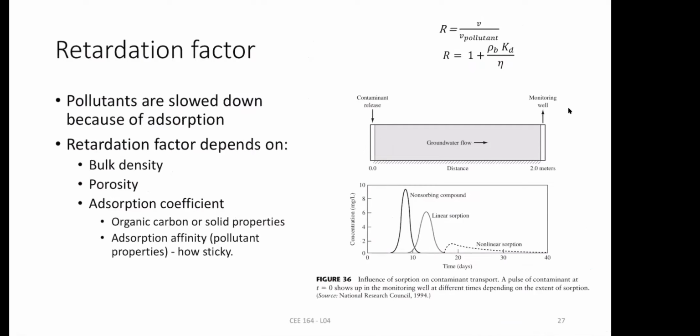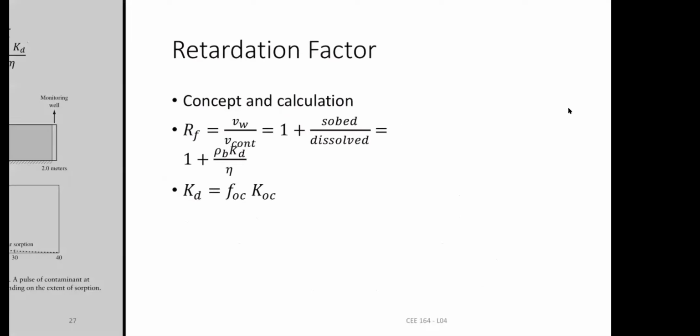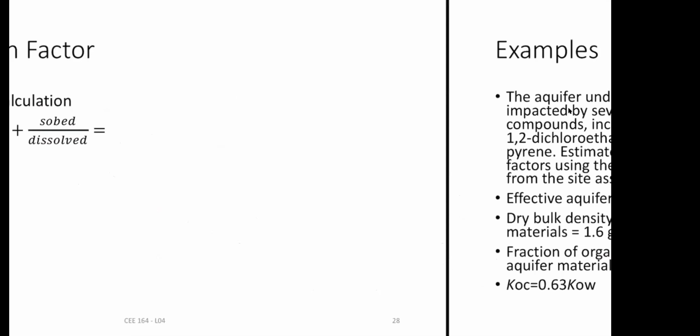Again, these all depend on the porosity and bulk density. So the retardation factor increases, which means it slows down, if the bulk density increases, the porosity decreases, and the adsorption coefficient increases. And the adsorption coefficient is KD, and KD increases if the organic carbon fraction increases and KOC increases. So this is FOC, this is KOC. All right, that's all in terms of the equations.